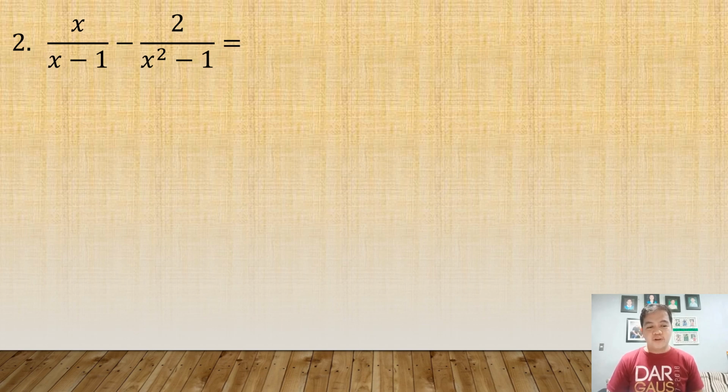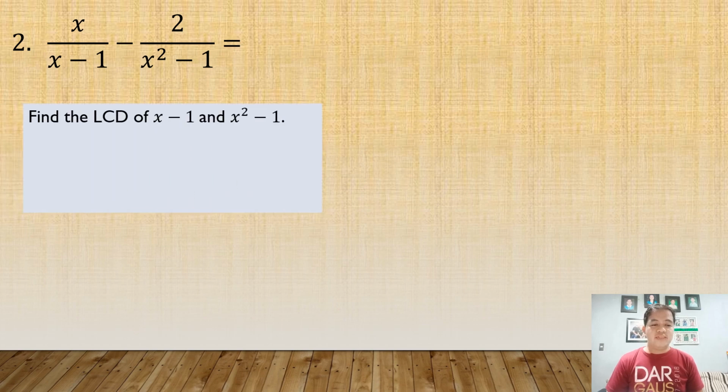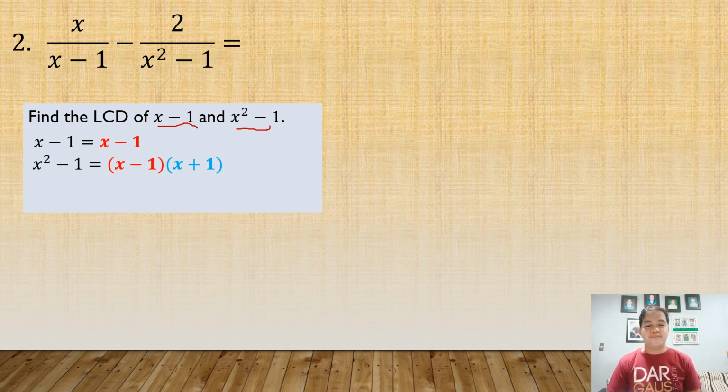So, dito na papasok yung sinasabi dun sa step na factor the denominators completely. Okay. So, to find the LCD of x minus 1 and x squared minus 1, that is our problem. Okay, so paano bang pagkuha? Factor daw. Pero yung x minus 1, hindi naman factorable. Kaya, yung x minus 1 will remain as x minus 1. Kasi hindi na siya factorable. Etong x squared minus 1, factorable pa, so ipa-factor natin. Okay, so yan yung factors ng x squared minus 1.